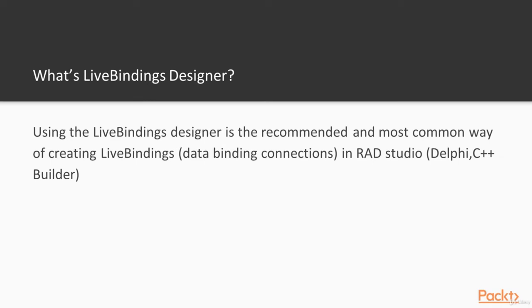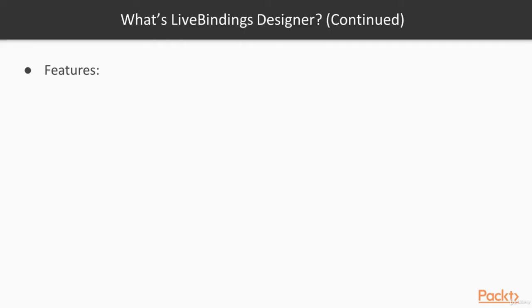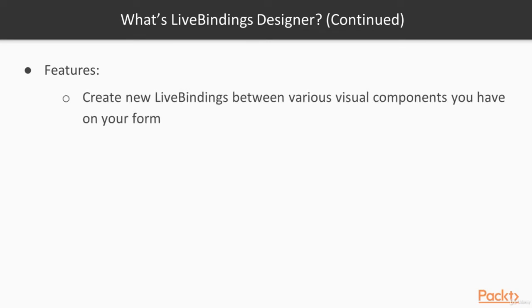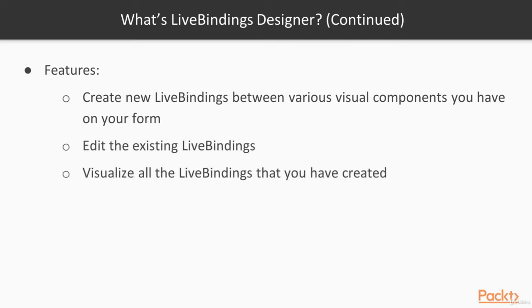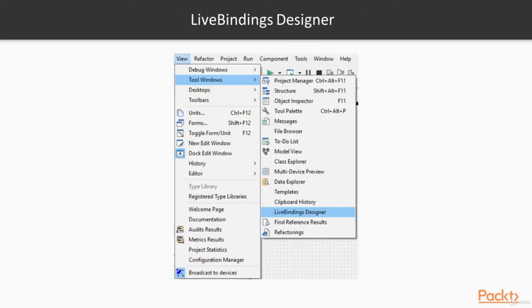You can use the Link Designer in either Visual or FireMonkey applications. So Link Designer has many features. For example, creating new links between various visual components you have on your form, editing the existing link data, and visualizing all the links that you have created. And you can export your binding diagram as an image file. Here is the image of the path to open Link Designer in RAD Studio.